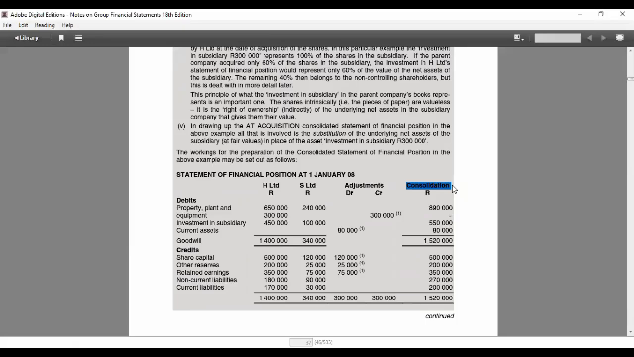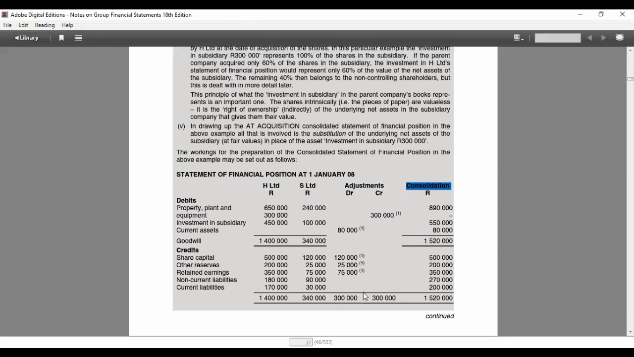The issue with just simply saying, well, let's go H plus S, is you'll see, for instance, share capital. If we go H plus S and we don't do any of these adjustments, which I'll discuss shortly, we're going to be telling our shareholders that their share capital is 620,000, when in fact it is not. H's shareholders only have share capital of 500,000. So we want to be able to show this to our users.